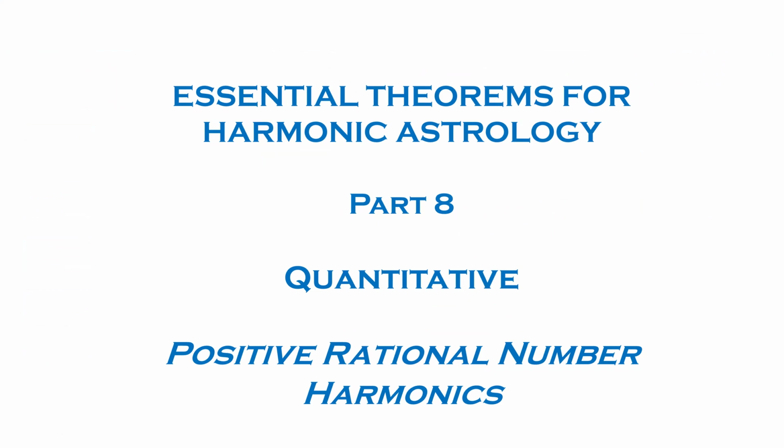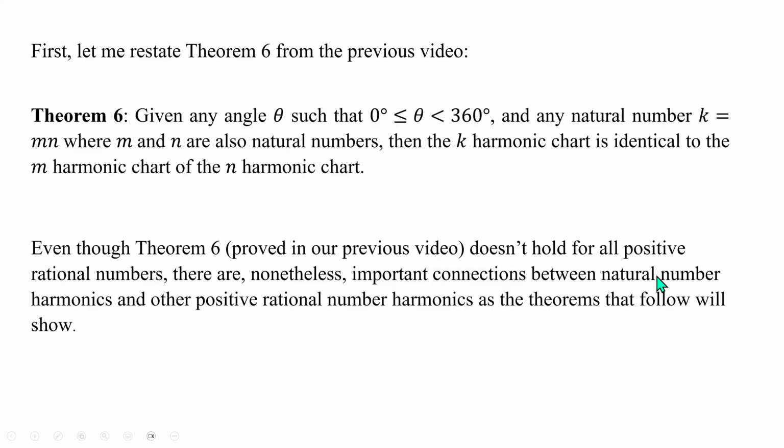So this is essential theorems for harmonic astrology, part 8, positive rational number harmonics. First, let me restate Theorem 6 from the previous video. Theorem 6 said, given any angle theta, such that 0 degrees is less than or equal to theta less than 360 degrees, and any natural number k equal to m times n, where m and n are also natural numbers, then the k harmonic is identical to the m harmonic chart of the n harmonic chart.